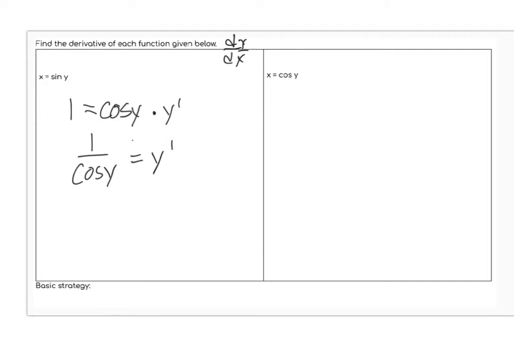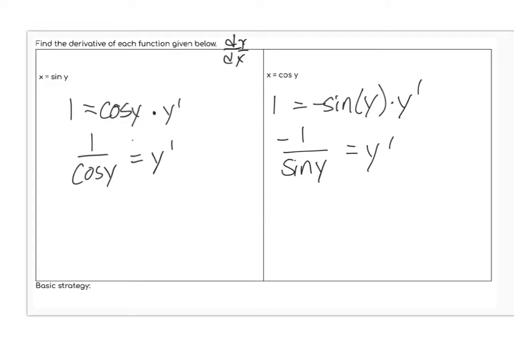Same thing for the other one. I'm going to end up with 1 is equal to negative sine of y times y prime. Getting y prime by itself, we get negative 1 over sine of y, and that's equal to y prime. We're going to be using this in a couple minutes to be able to do derivatives of inverse trig functions. And we're going to come at them from this approach instead of having to memorize rules for them, because the rules are weird.